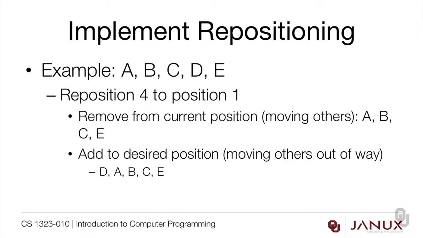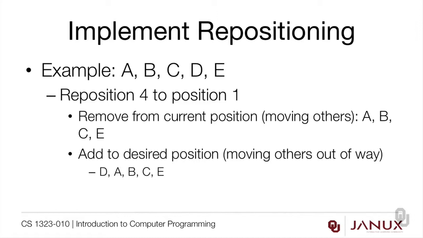Now, we have to think about how to implement repositioning. So let's take a look at what happens when you reposition 4 to position 1. So in other words, that's putting D at the start of the list. The first thing you would do is remove from the current position. Now, remember our remove method in the ArrayList class takes the elements that are higher up and moves them back into that position. So what we would get when we did that is A, B, C, E.